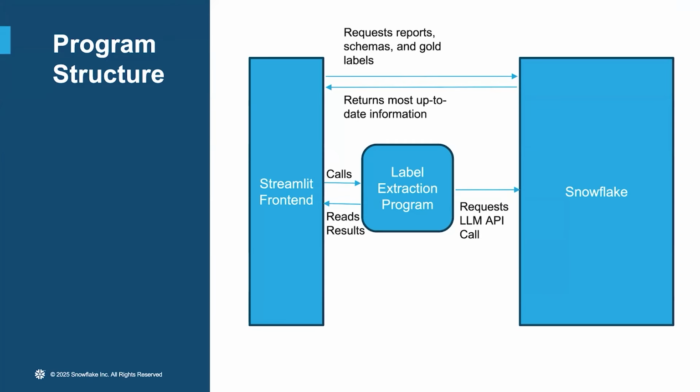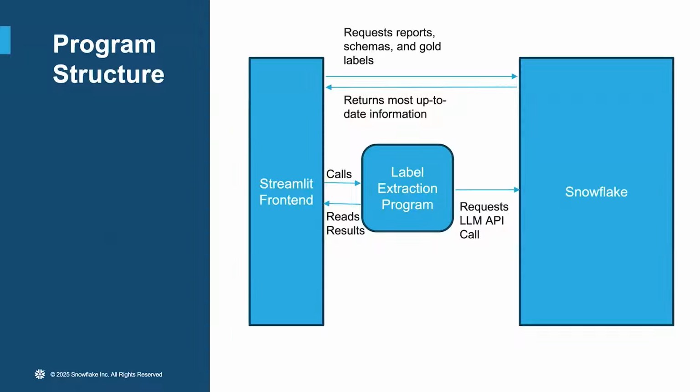But the program is structured basically like this, where we have a Streamlit front end, which is hosted on Snowflake. The Streamlit front end takes input from the user: which studies do we want to extract for? What are our configurations? Then it will talk to Snowflake and make queries to request the reports for the studies that the user wants to extract from. It'll find all of the schemas and tell the user which schemas are currently available on Snowflake, and also all of the gold labels that are currently available on Snowflake.